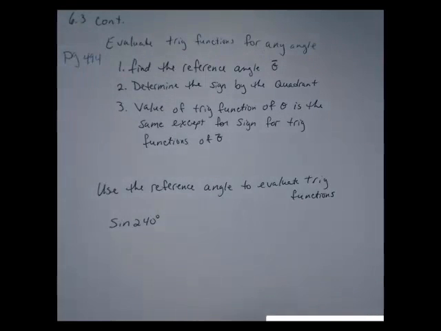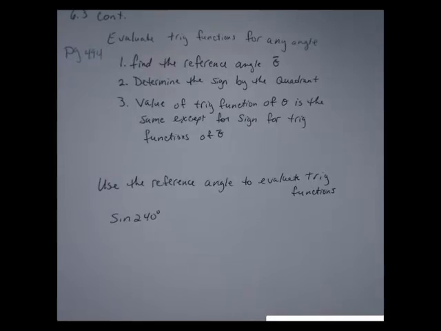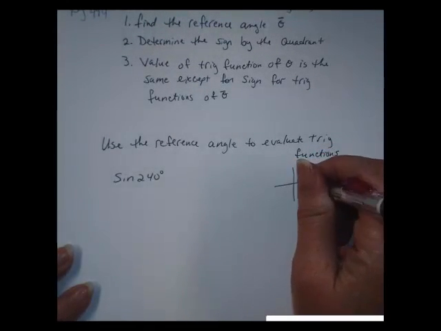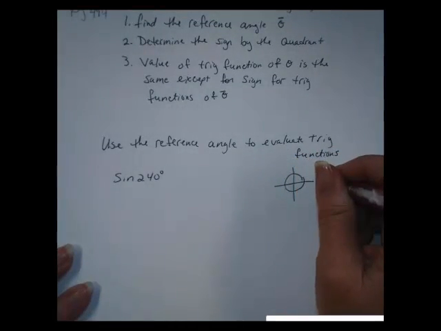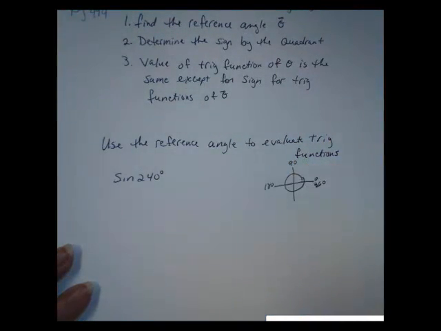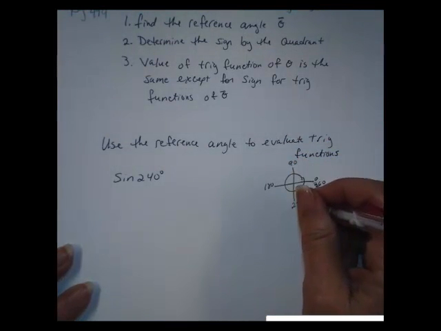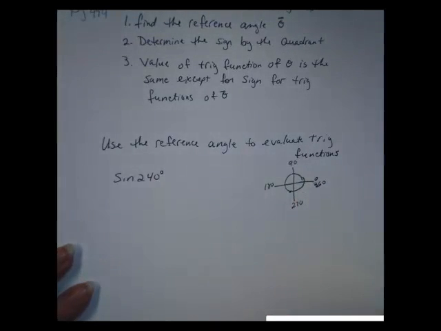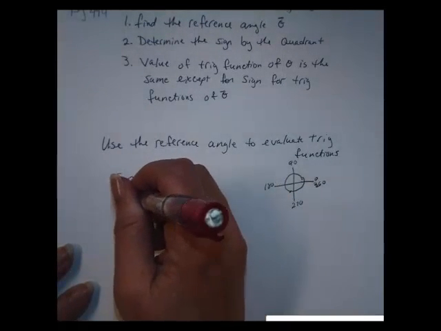let's use the reference angle to evaluate the trig function of sine of 240 degrees. Well, the first thing we need to figure out is where is the terminal side? Which quadrant is it going to be at? So if we draw our unit circle, and we remind ourselves here we're at 0 degrees, and we're also at 360. This is 90. This is 180. And this is 270. So 240 is going to be kind of like right in here. So we know that we are in quadrant 3.